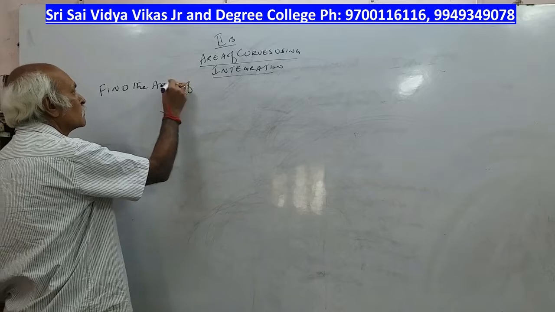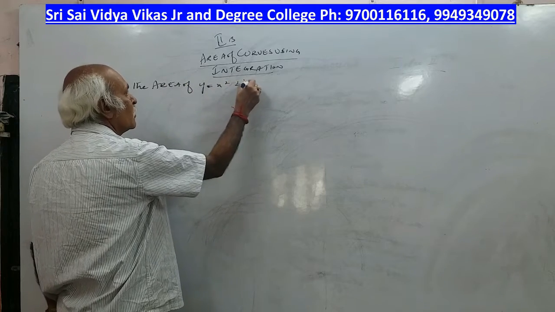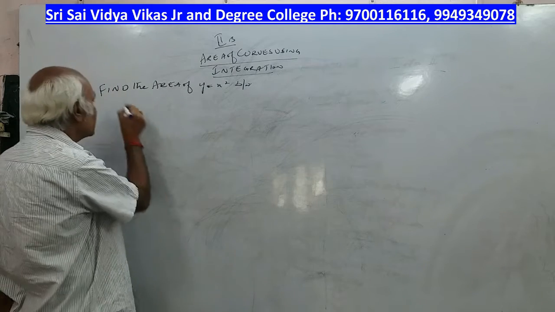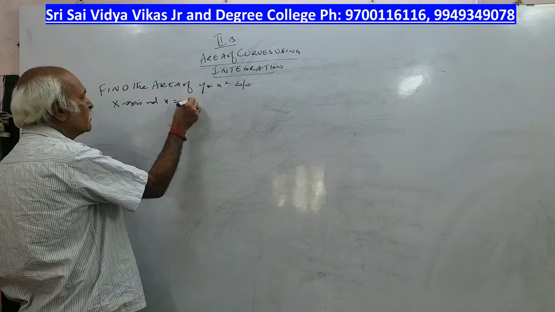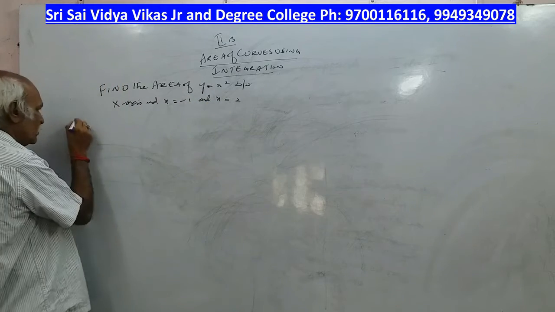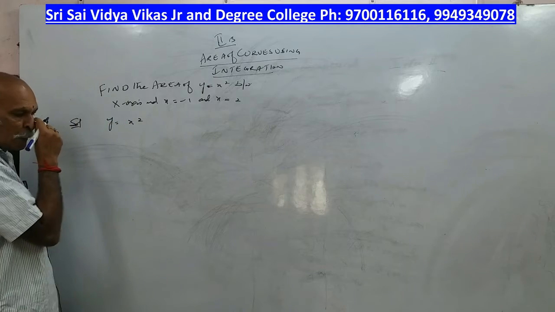Find the area of y is equal to x square between the x axis and x is equal to minus 1 and x is equal to 2. Okay, now look here, y is equal to x square.